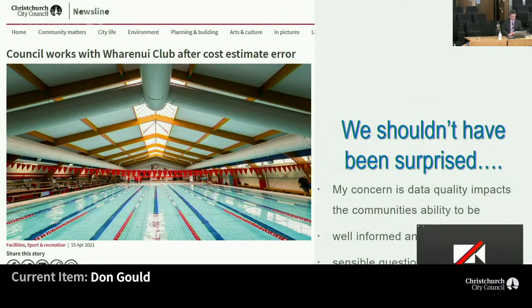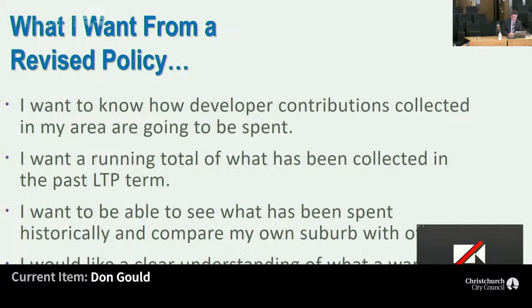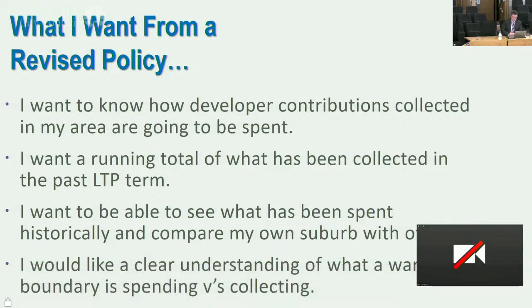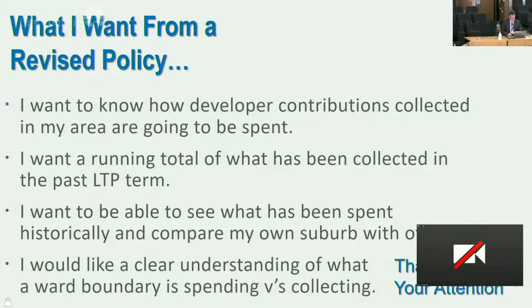What I want from a revised policy is to know how developer contributions collected in my area are going to be spent, what a running total of what has been collected in the last LTP term is, what I want to be able to see has been spent historically and compare with others. I would like a clear understanding of what a ward boundary is spending versus collecting. Thank you. Nice and easy.